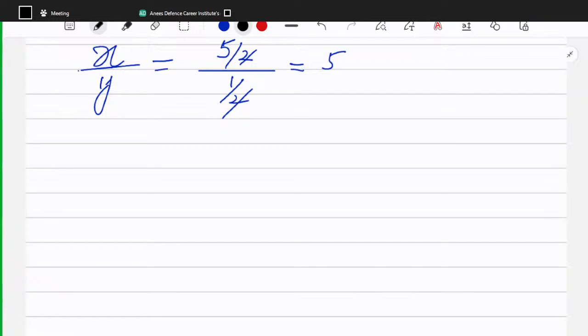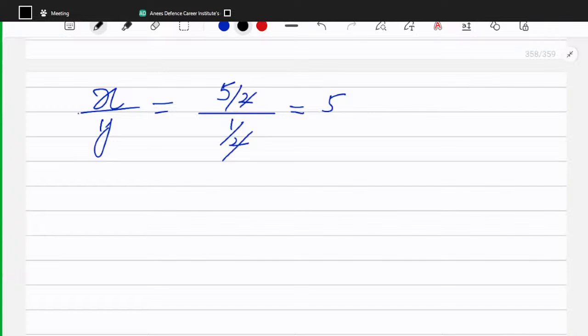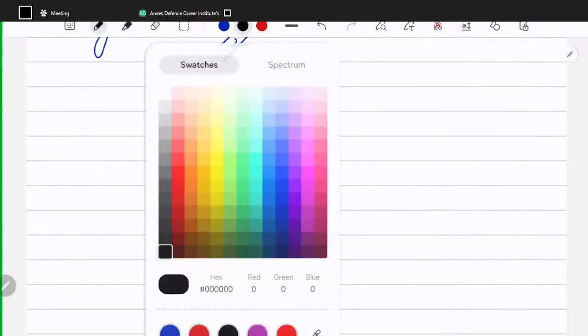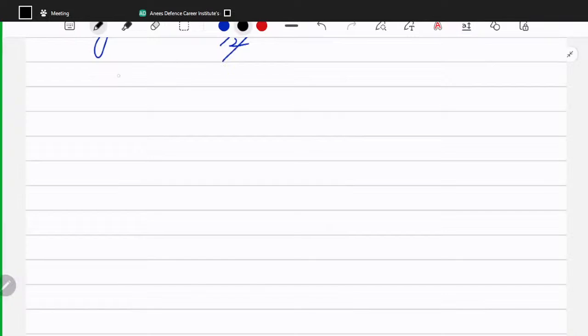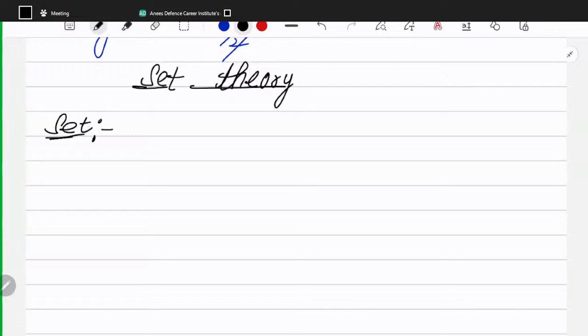Good morning, everyone. Today we'll discuss a very important topic related to calculus, that is set theory. Now, the first definition is set. What is the definition of set?